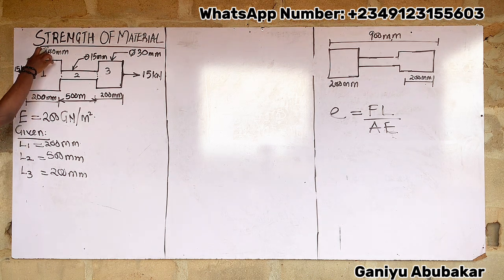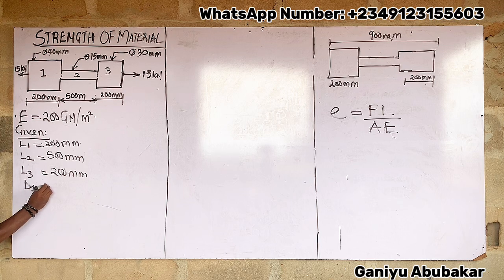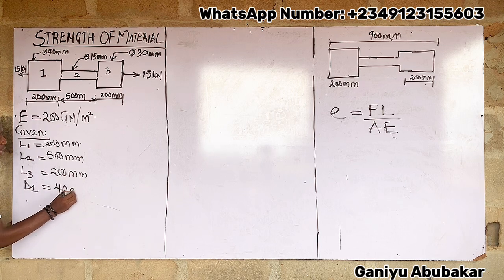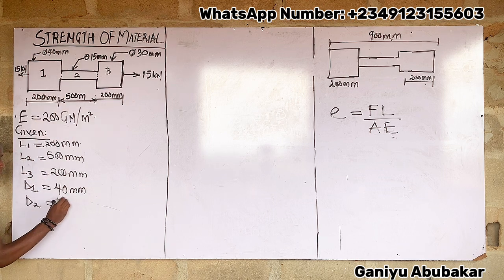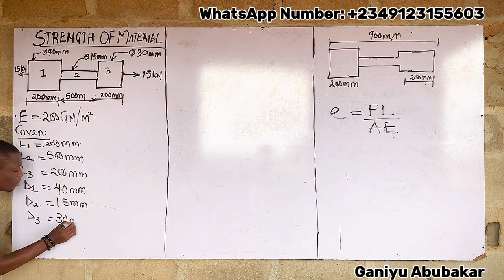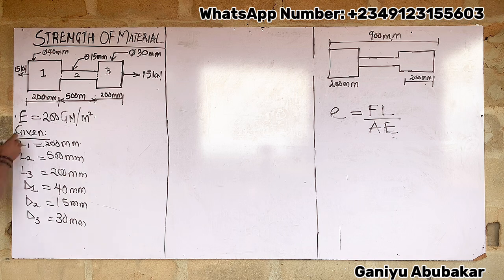Each section also has a diameter. So diameter of section 1, D1, that's what there? 40 millimeter in diameter. D2, that's what? 15 millimeter in diameter. D3, section 3 there has 30 millimeter in diameter. What am I giving again? I'm giving length and diameter, right?